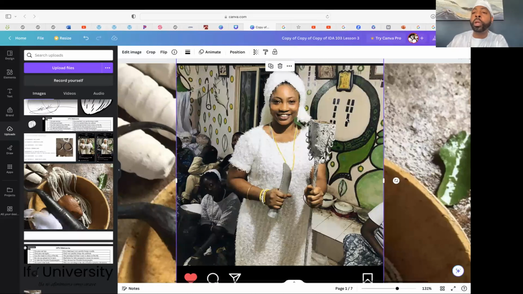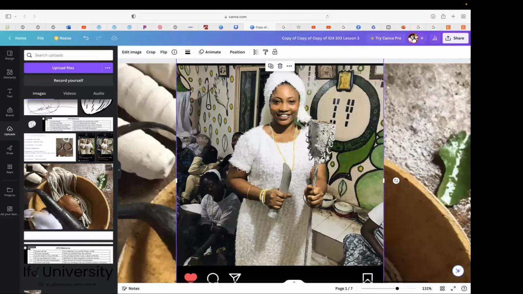So that is one thing about the beads. Any forms of beads of Orisha that we put on.